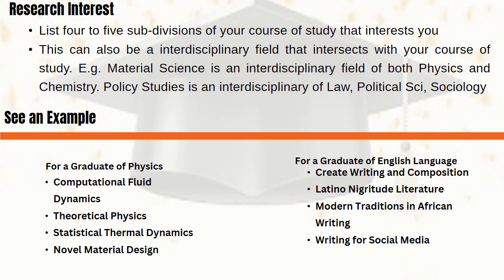Example, material sciences is an interdisciplinary field of both physics and chemistry. That means that graduates of physics, chemistry, mathematics, even engineering can have material sciences as their research interest. Another example of an interdisciplinary research interest is public health.